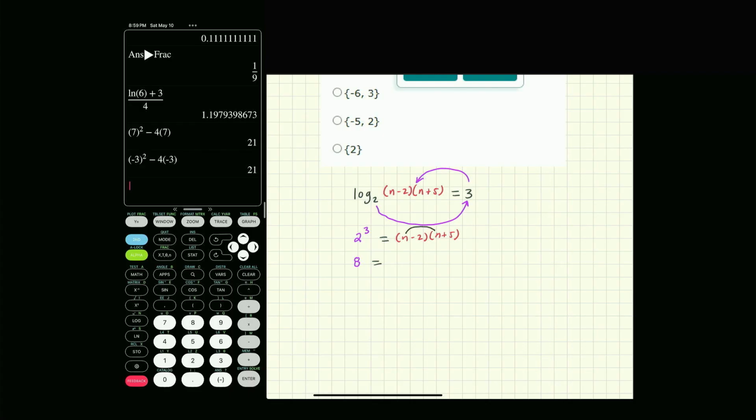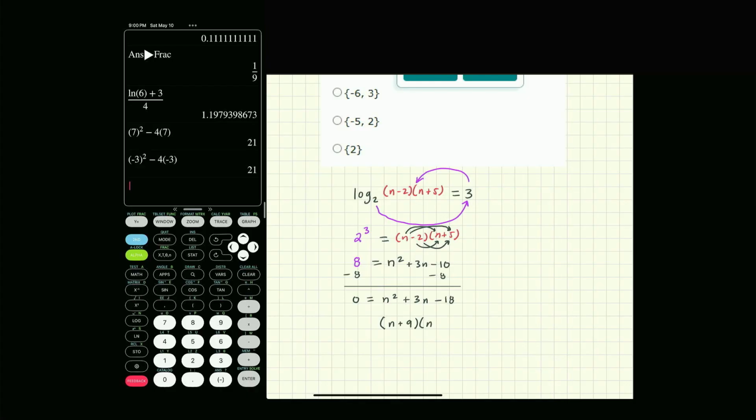If we FOIL this out, hopefully everyone's okay with FOILing or the handshake method, I'll leave that to you all, but you should get n squared plus 3n minus 10. And now we just need to get this thing equal to 0 so that we can factor or use the quadratic formula. I'm going to factor. I know that two numbers I can multiply to make negative 18, but add up to 3 would be a positive 9, so n plus 9.